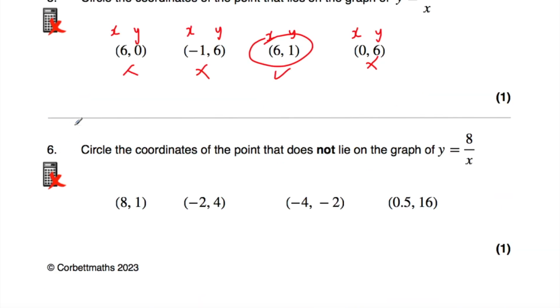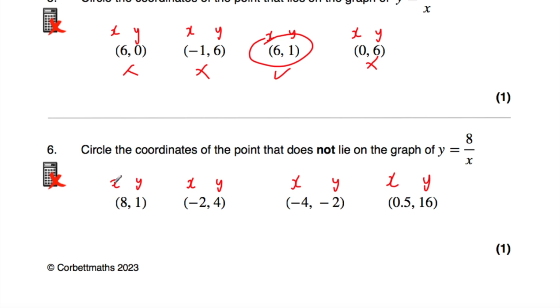Okay, let's look at our next question, question number 6. Question number 6 says, circle the coordinates of the point that does not lie on the graph of y equals 8 over x. So one of these points does not lie on this graph, and we just need to figure out which one it is. Remember, we've got our x coordinate and our y coordinate for each point.